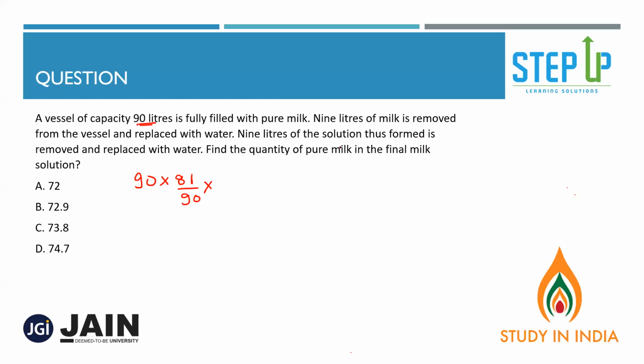And now how many times should I do this process? Because the spirit is removed and replaced with water, now they are doing this only one more time. It means only one more time. All right. So 90 into 9 by 10 into 9 by 10. Overall, two times. Once they have done, and then they have repeated once. So yes, 72.9 is the answer. I hope it's clear.